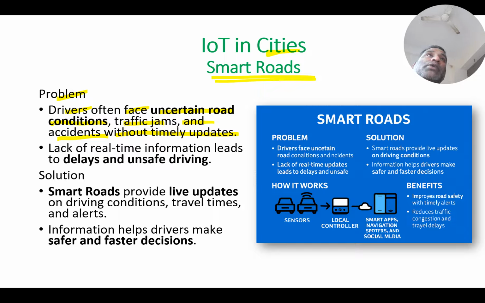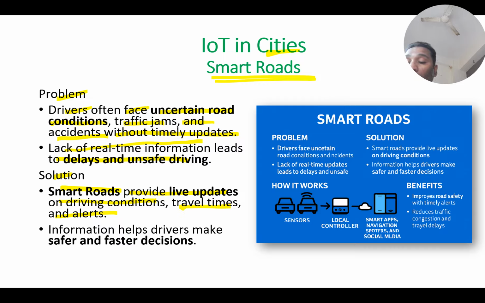Whenever there is a traffic jam, we come out of the vehicle and check what happened. They say some 200 meters ahead there was an accident, and because of that accident everything is jammed, right? This lack of real-time information leads to delays and unsafe driving. Now, what is the solution? Smart roads. Smart roads provide live updates on driving conditions, travel times and alerts.